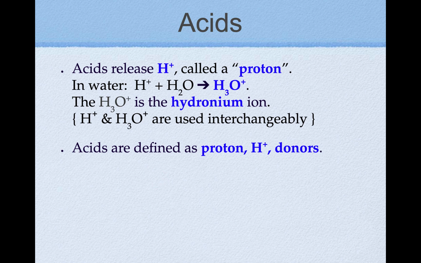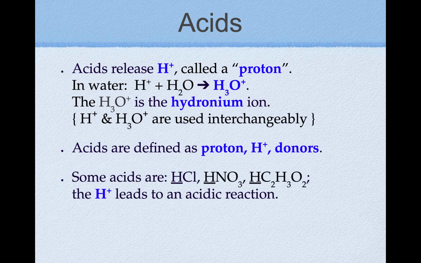So acids are proton donors and often have H's at the beginning. Not always, and they're not the only things that have H's at the beginning. H2O and H2O2 are common examples, water and hydrogen peroxide. But in order to indicate an acid, typically you'll see an H in front to indicate the H plus that's causing the reaction.